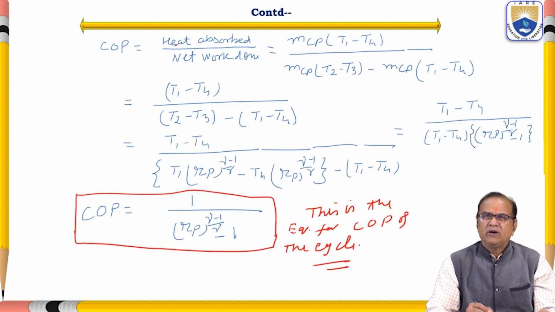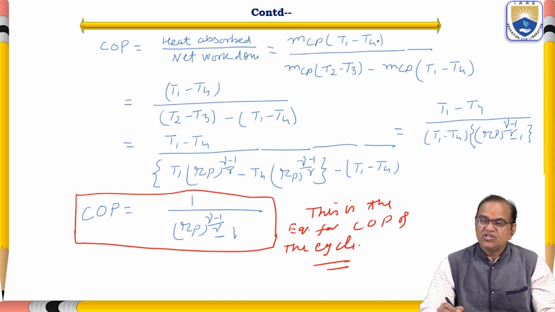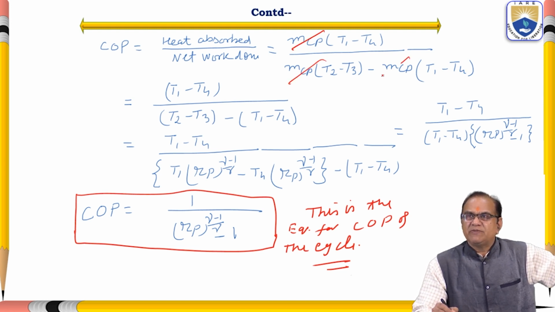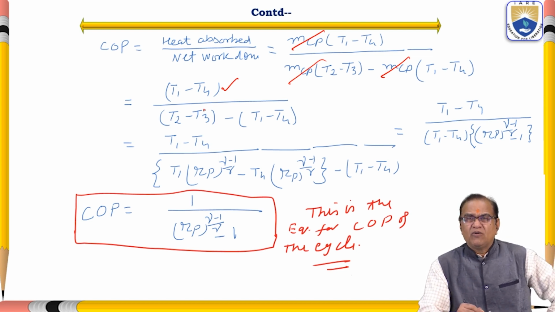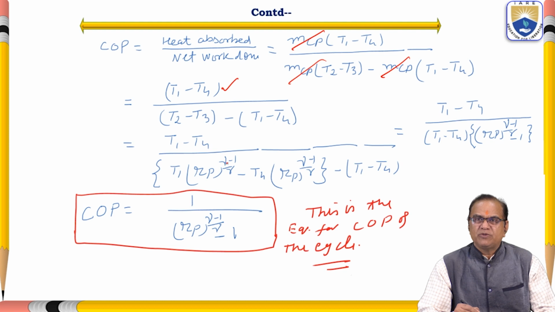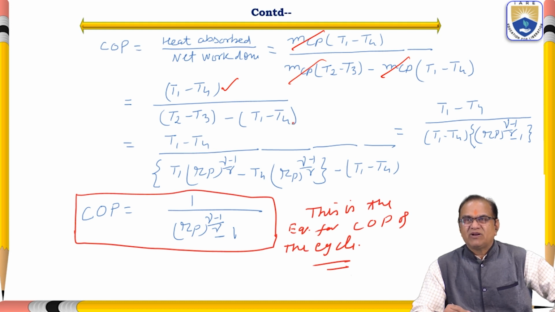So now coefficient of performance is heat absorbed, that is in 4-1. In the process 4-1, heat is absorbed, and net work done, which we have just now found out. So heat absorbed is m Cp (T1 minus T4), and net work done is m Cp (T2 minus T3) minus m Cp (T1 minus T4). So here we will take out m Cp common. So we will get (T1 minus T4) divided by (T2 minus T3) minus (T1 minus T4). Now we have already found T2 and T3. So T2 is equal to T1 Rp to the power (gamma minus 1) by gamma, and T3 is equal to T4 Rp to the power (gamma minus 1) by gamma.